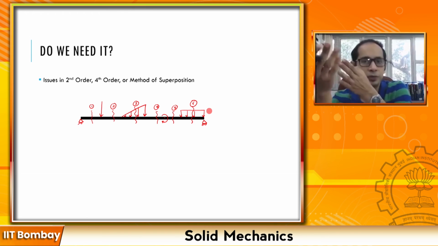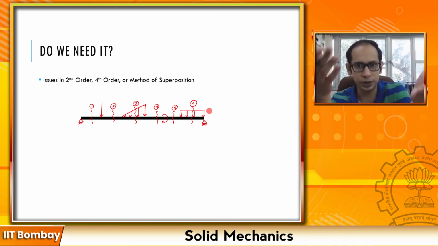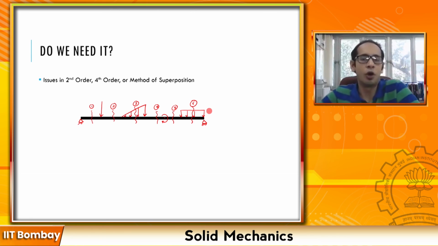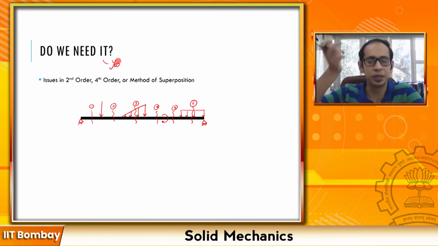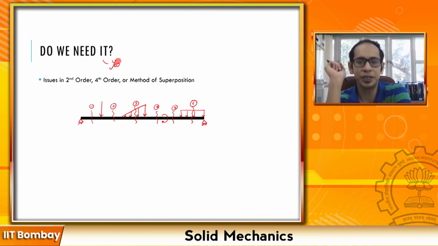So all these three techniques, the second order, fourth order, or the method of superposition, make your life too tedious. So that gives you the answer to whether we need it. Yes, we need to know a method which will very efficiently solve your beam deflection problem and your beam slope problem.